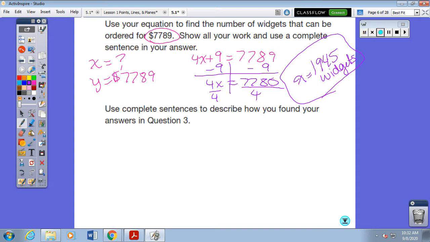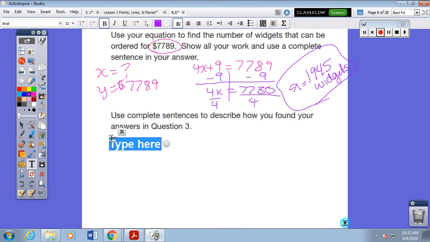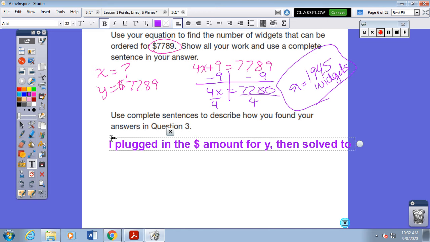Okay, use complete sentences to describe how you found your answer in question 3. So go ahead and type that one again. See, so I plugged in the dollar amount for y, then solved to find x, the number of widgets. Okay.